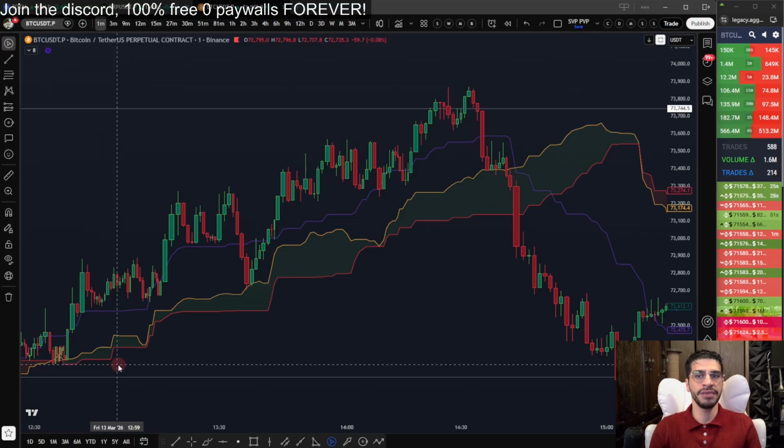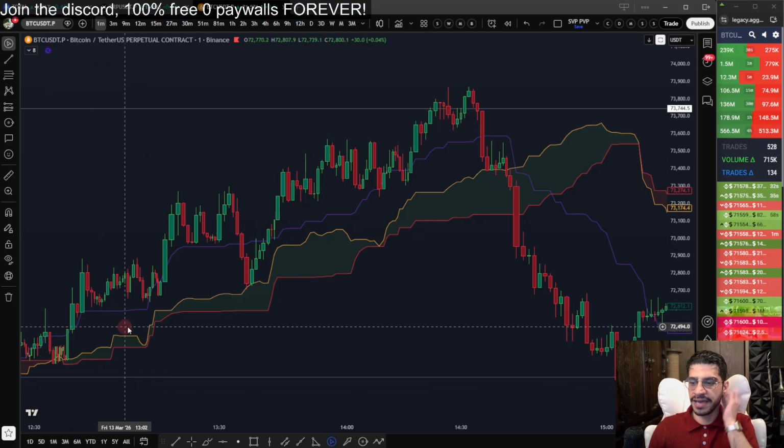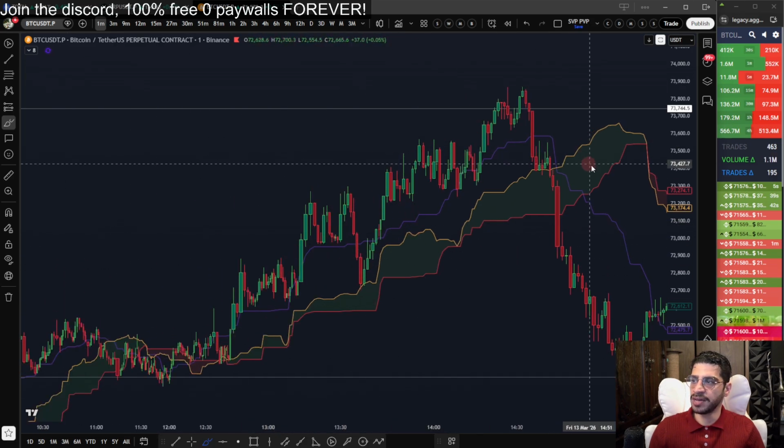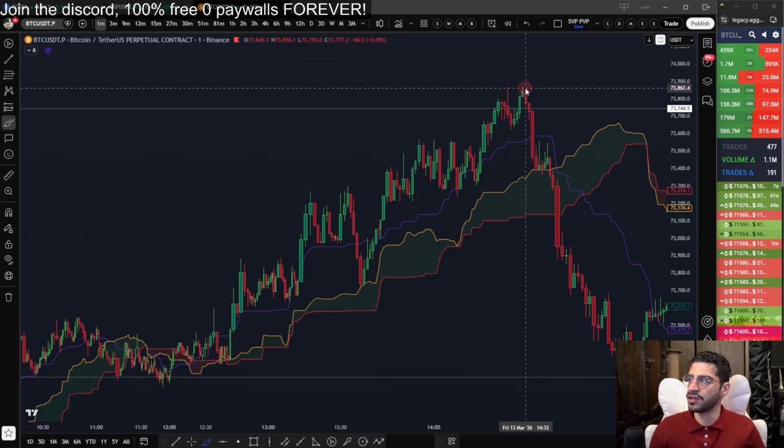The Ichi on the 3-minute will develop into the Ichi on the 9. The 9 will develop into the 27, and so on and so forth. So let me give you an example of how that works. You can see here we're on the 1-minute chart. We kept on using the Ichi to bounce up off of it until we got up to close to 74, and then we started going below it.